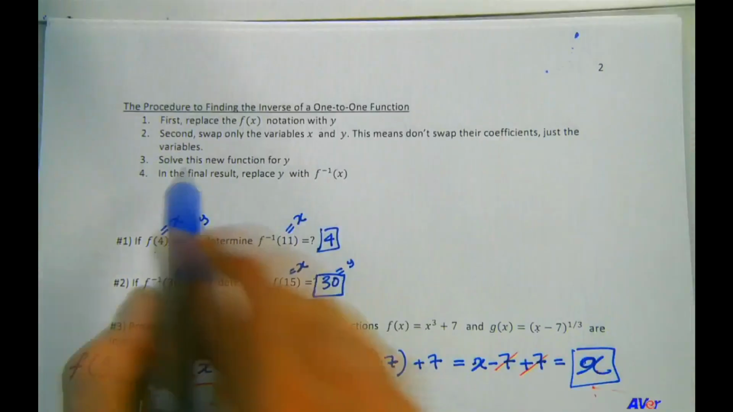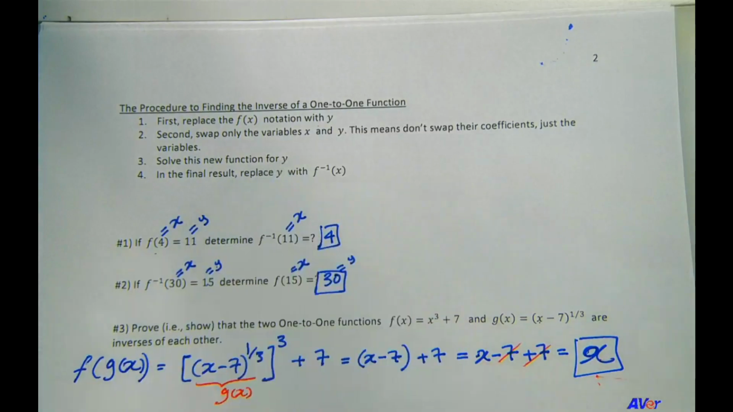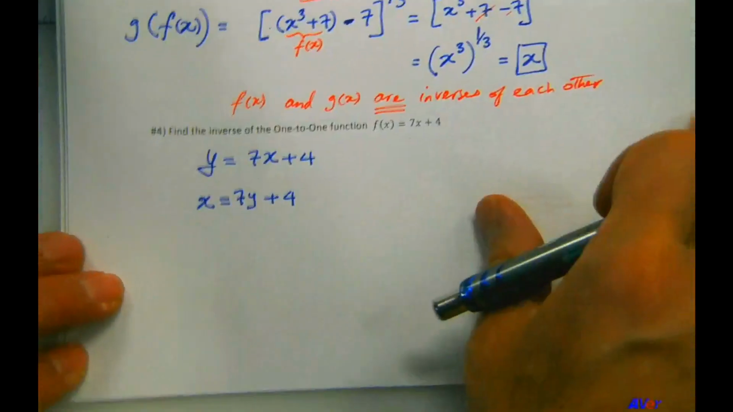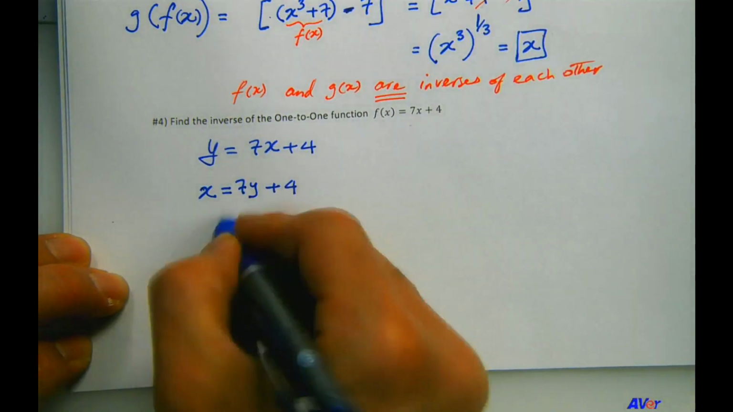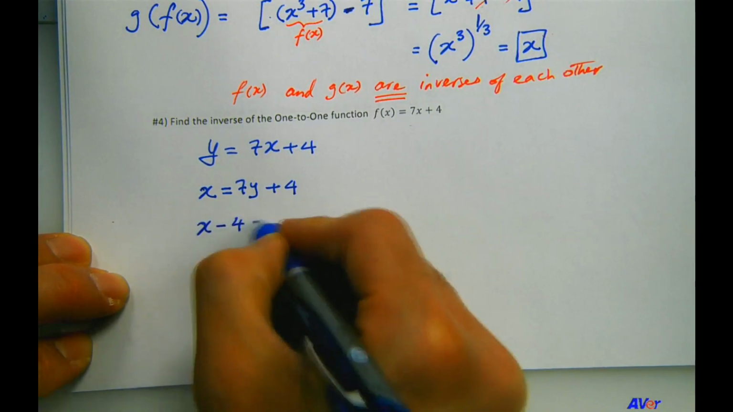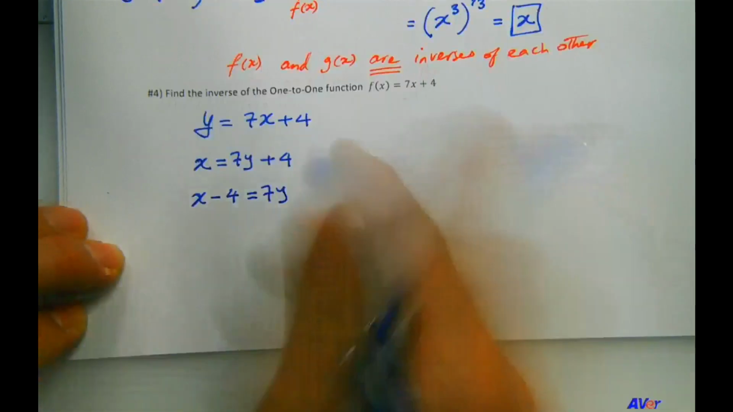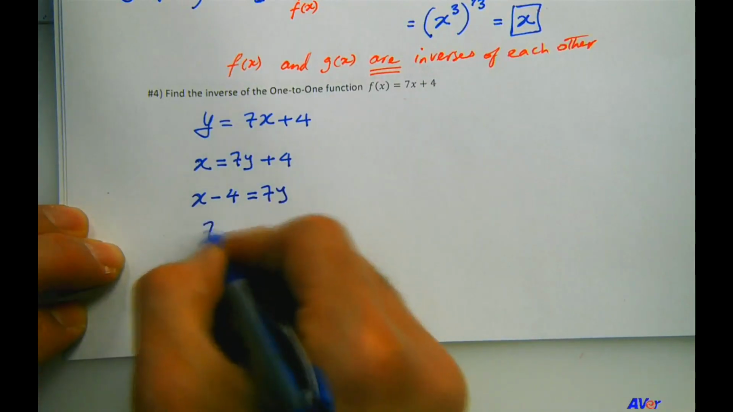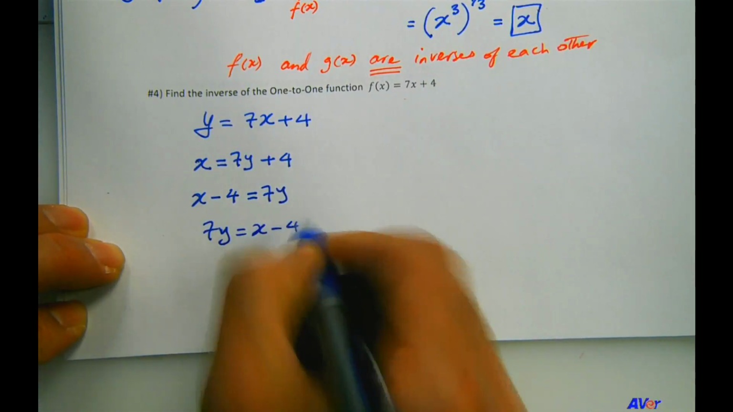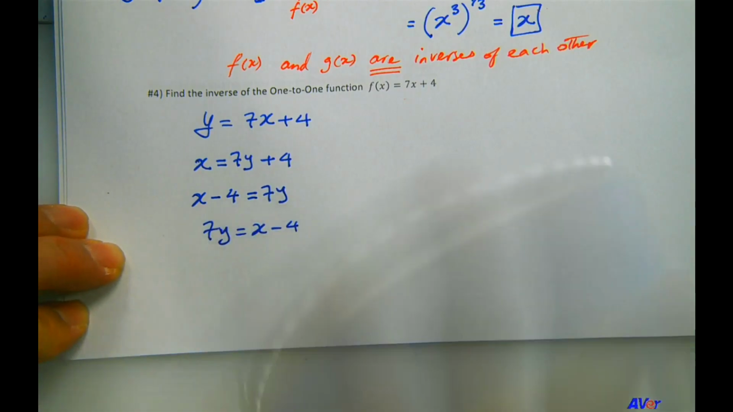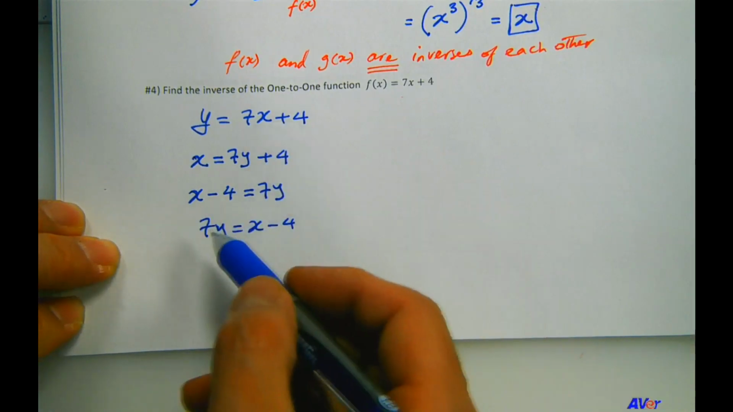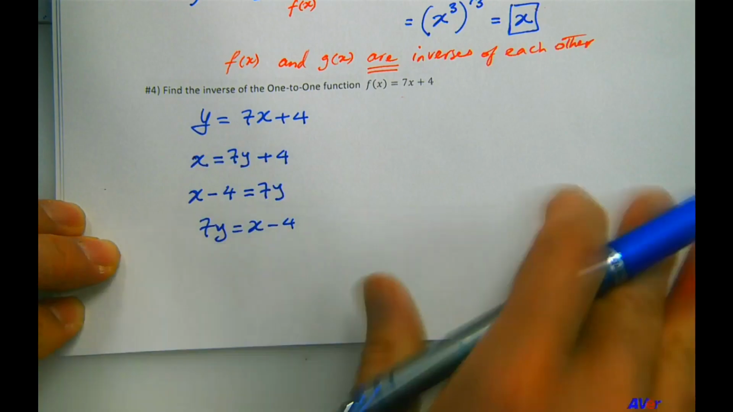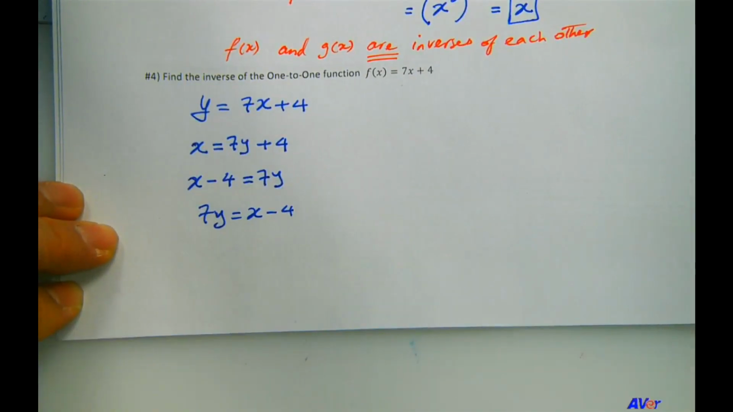Then number 3, solve this new function for y. Okay, so let's do that. We have 7y. I can move this to the other side. So x minus 4 equals 7y. We're solving for y, so I'm going to put this on this side. 7y equals x minus 4. Notice I didn't change anything, but the habit that I have is whenever I solve for a variable, I like that variable I'm solving for to be on the left side.